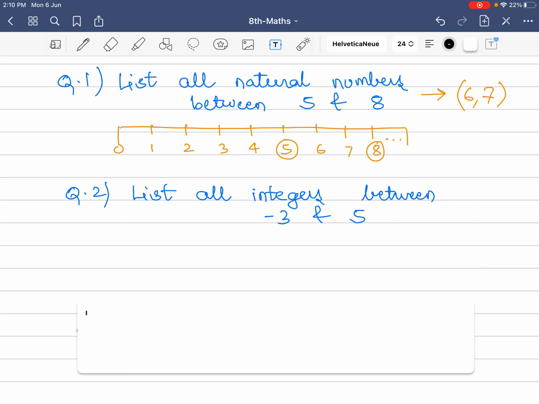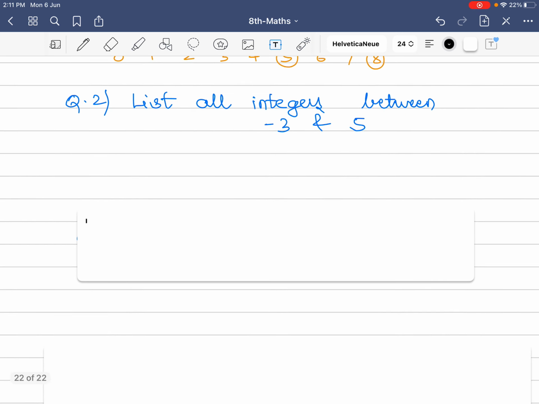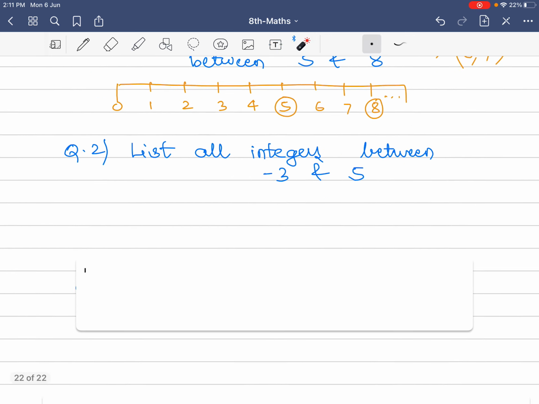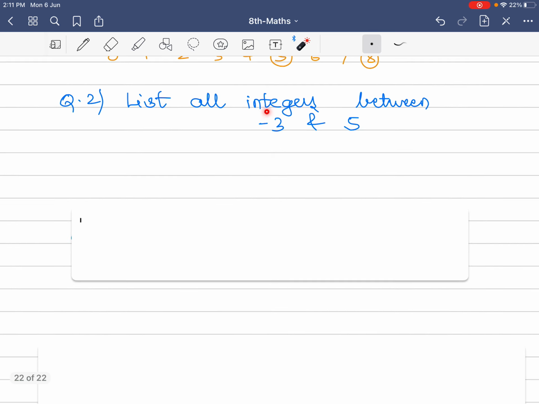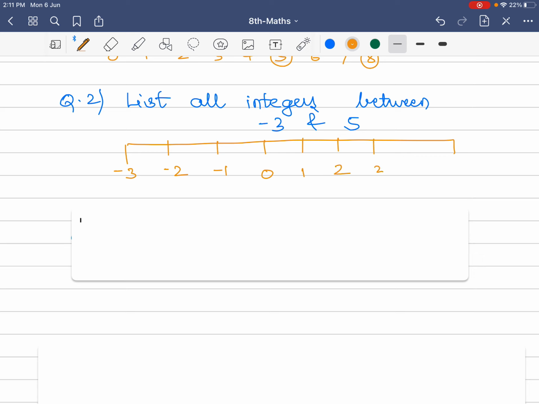Question number 2 asks us to list all the integers. Here it was natural numbers, now it is asking us to list all the integers between -3 and 5. So it's similar to the previous question and quite straightforward. If you draw the number line, let's start from -3 here, and then you'll have -2, -1, then 0, then 1, 2, 3, 4, and then 5.